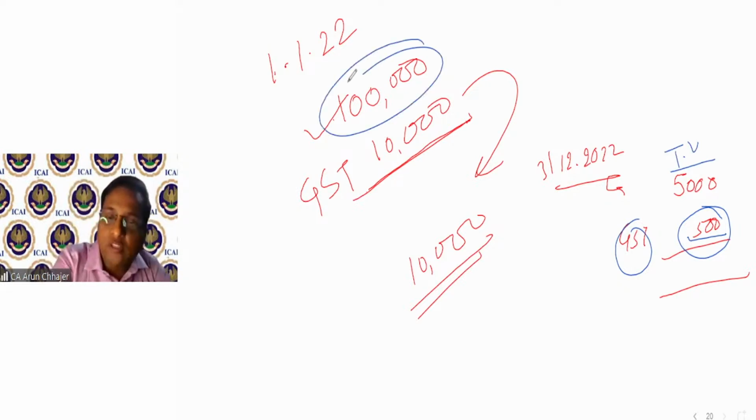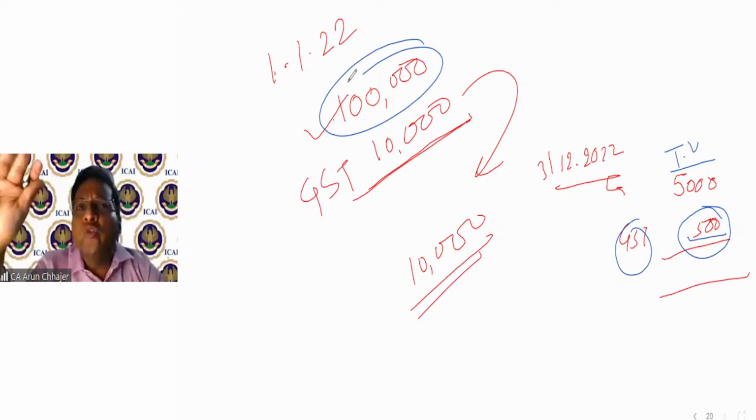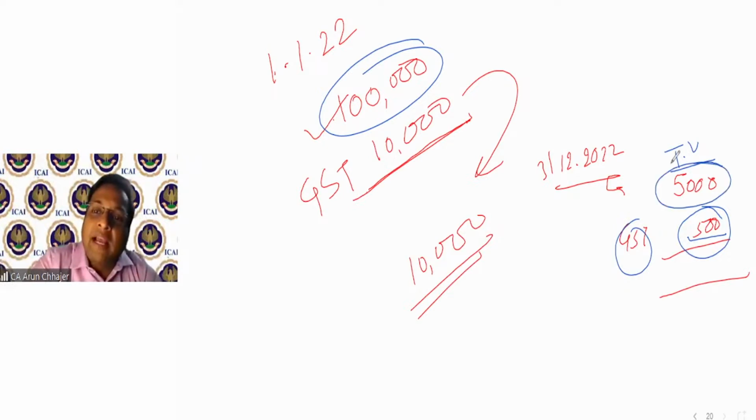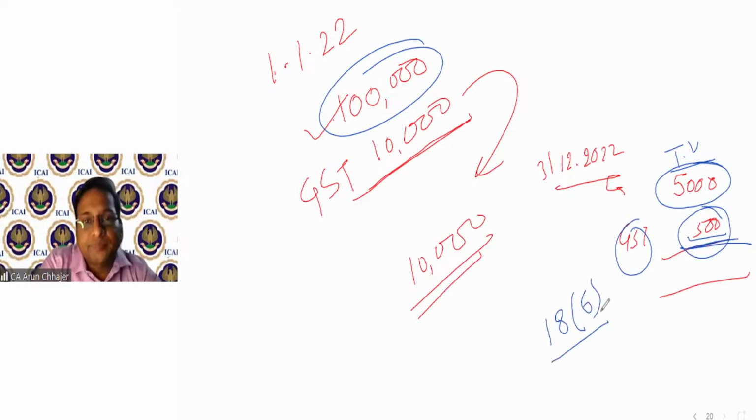Because this capital goods has become obsolete, of no use. After 1 year it is technically obsolete. I cannot use it for production. I have sold it to the Kabadiwala at rupees 5,000. And logically, the 10% tax comes to 500 rupees. Section 18, subsection 6 will come into the picture. It says compare two values, and whichever is higher, you need to take that.